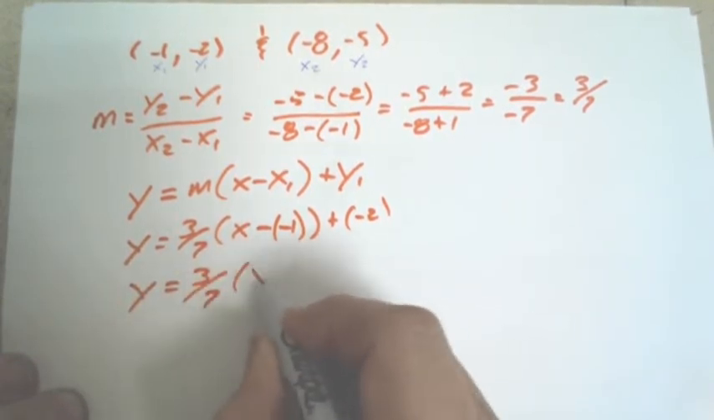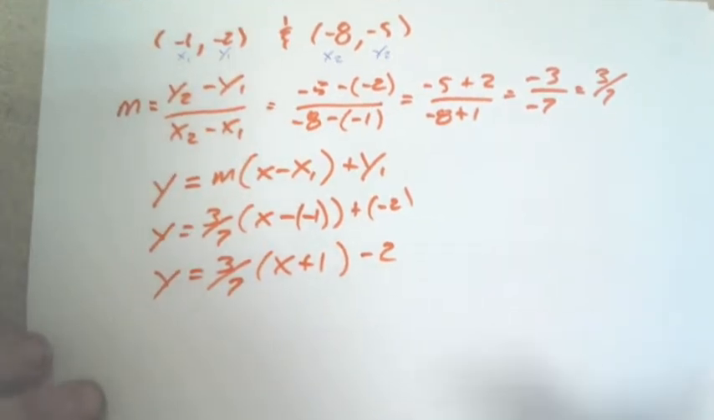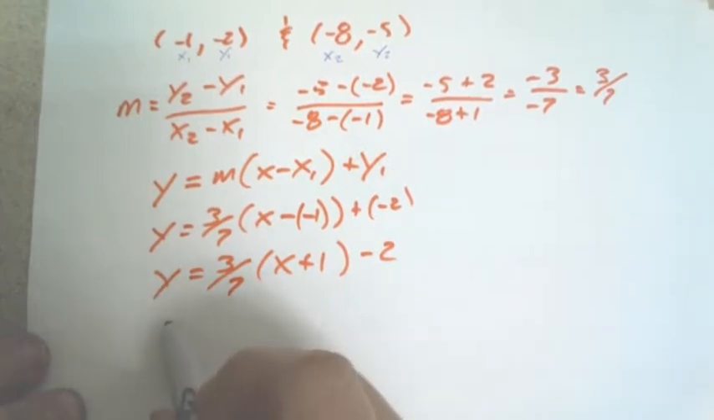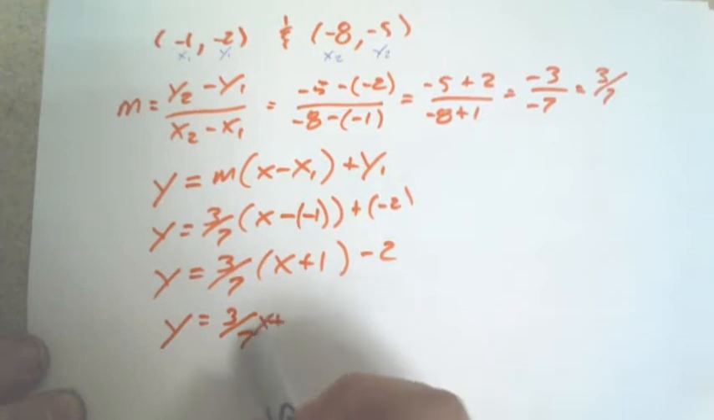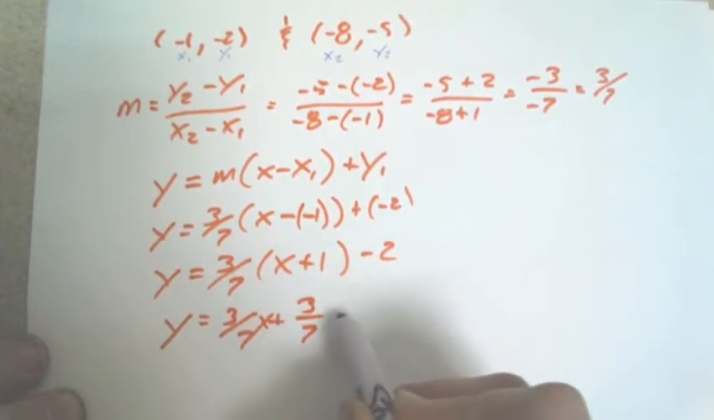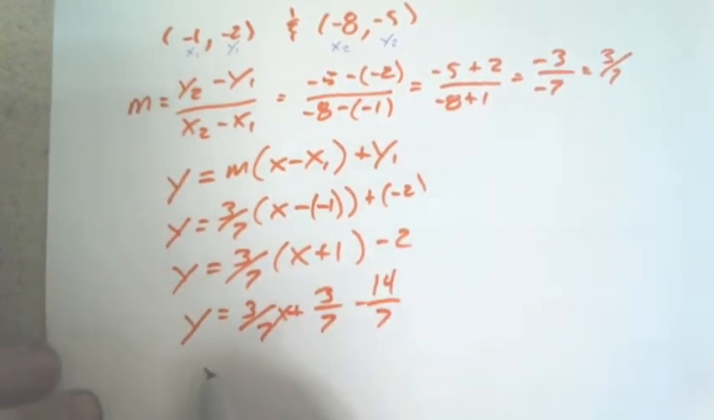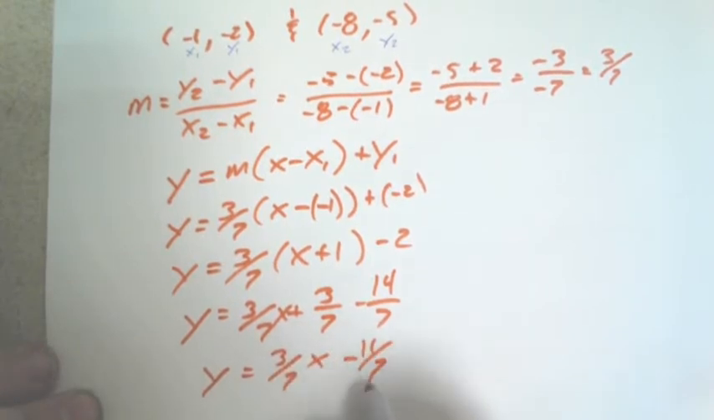Simplify it. x plus 1, minus 2. Now this would be considered to be in point-slope form. We want it in slope-intercept form because that was what we were asked for. So simplify it. 3/7 x, distribute your 3/7, plus 3/7 minus 2, put that 2 in common denominators, 14/7, and get a nice y equals 3/7 x minus 11/7.